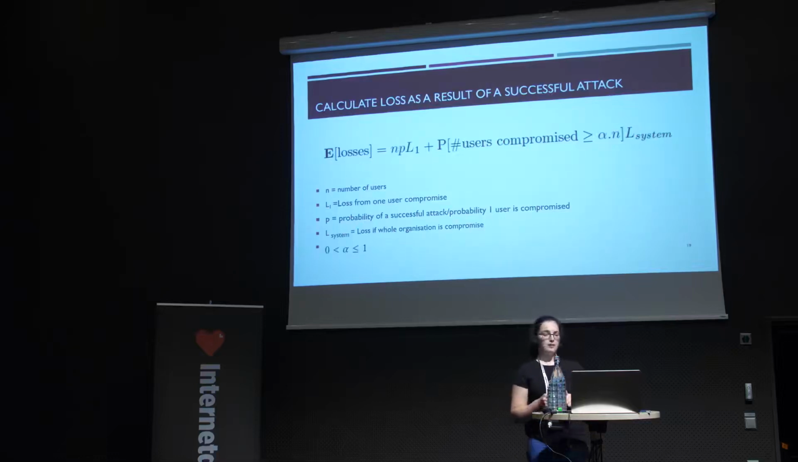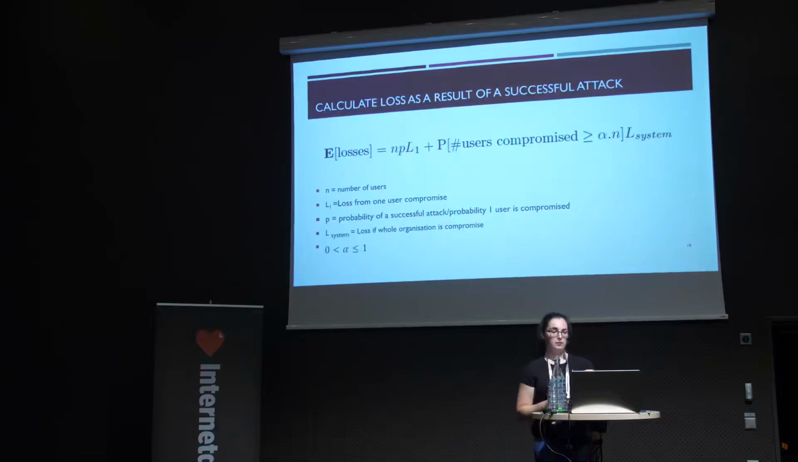But we also have some value that says that if this fraction of users in the organization is compromised, then we can consider the entire system to be compromised. And we set that value as alpha. So when a fraction alpha of the n users are compromised, then the whole system is down. So we just have this.